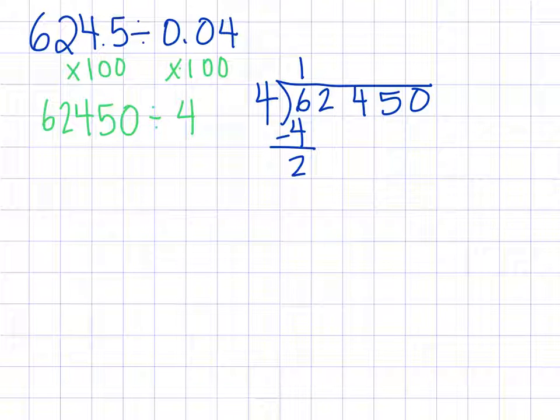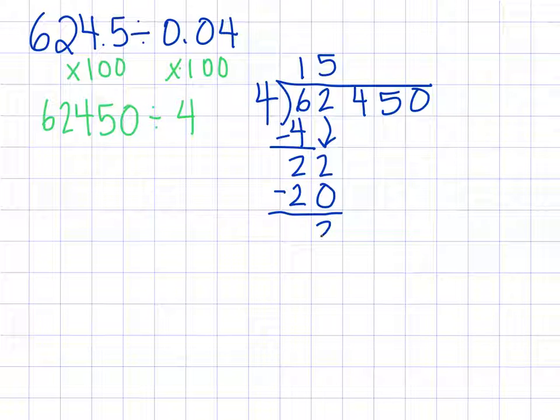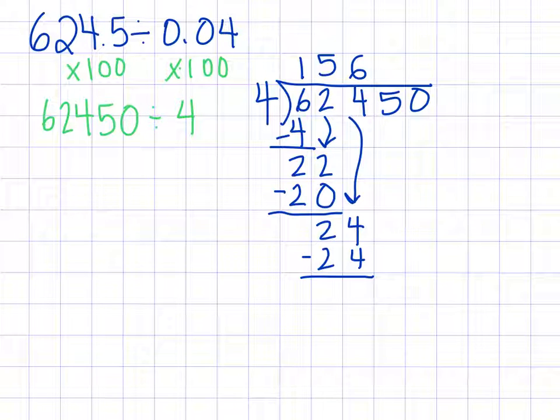So 4 goes into 6 one time, with 2 left over. Bring down the 2. 4 goes into 22 5 times. 4 times 5 is 20, with a difference of 2. 2 left over. We bring down the 4. 4 goes into 24 6 times, which takes all of the 24. But we still have to bring down a 5.